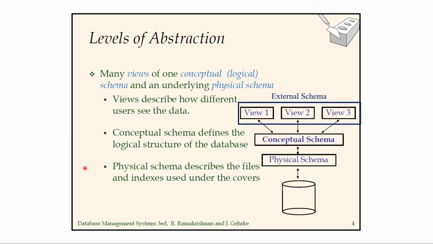Okay, so let's move all the way up to the top and talk about the external schema. The external schema is a collection of views into the relations of a database. What are views? Well, here we can see views describe how different users see the data, but more specifically, a view is a way for the DBMS to give certain user groups access to curated portions of information.